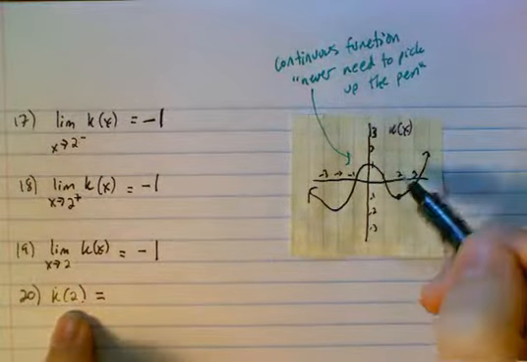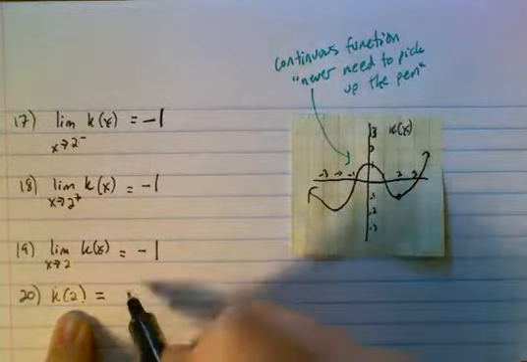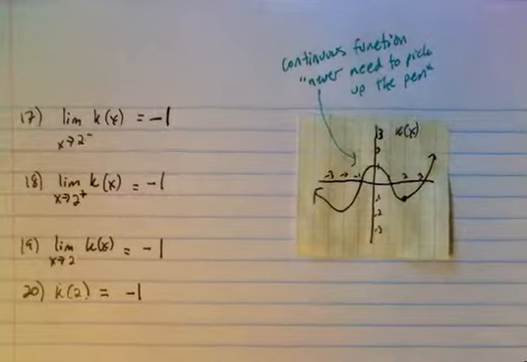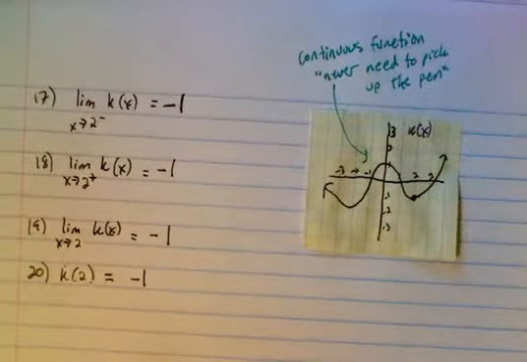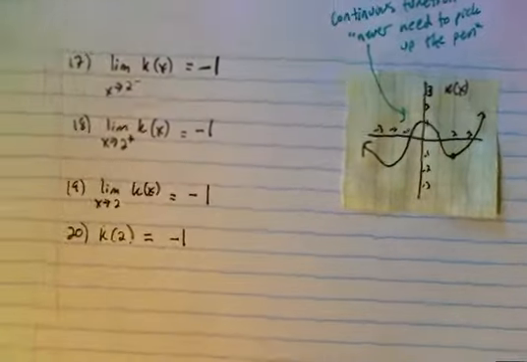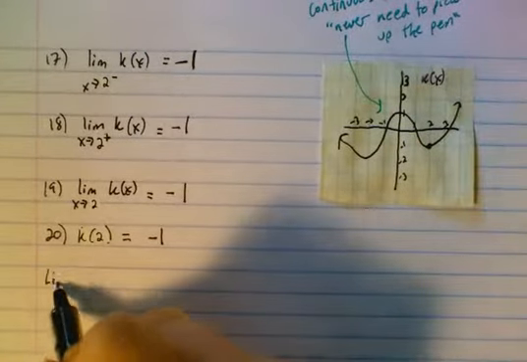And in this case, it so happens that when x equals 2, y also equals -1. So when all four of these things line up, that's the formal definition of a continuous function. So I'm just going to write that down here. It's going to come up on a couple of later lessons.